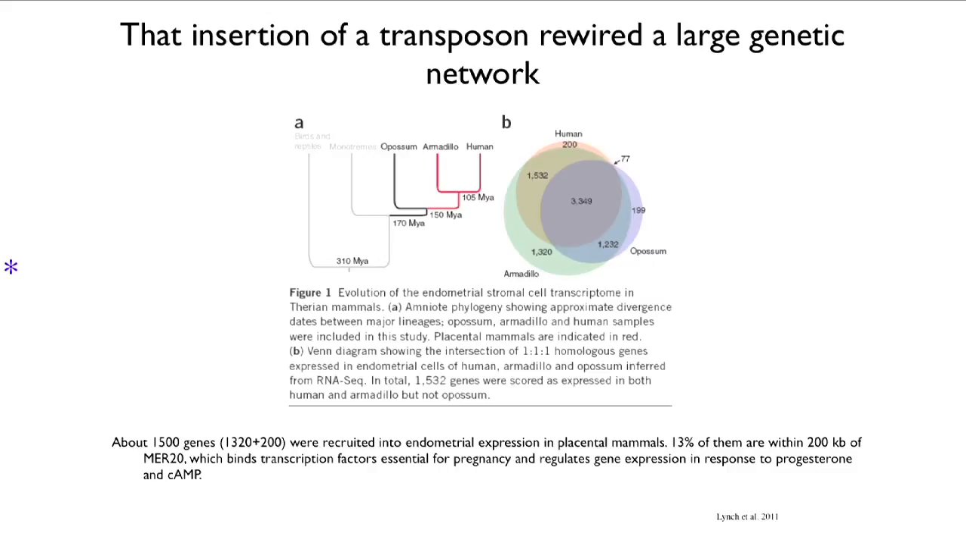13% of these 1,500 genes are close to that transposon. And that transposon binds transcription factors that are essential for pregnancy, and it regulates gene expression in response to progesterone and to cyclic AMP. So we can see that there is at least correlative evidence that allows us to understand how this innovation, the endometrium, might have come about. And we even have some candidate mechanisms for understanding it.